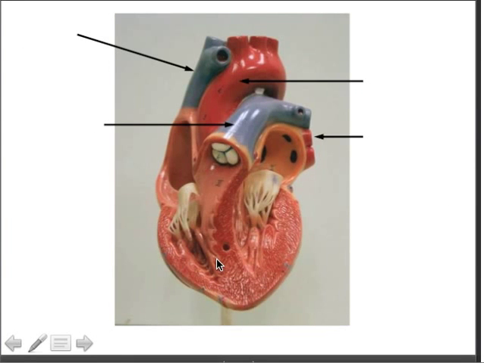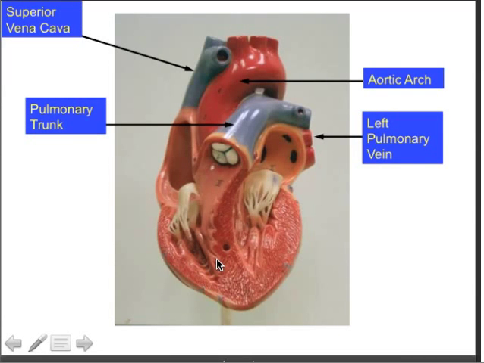Identify the following structures. They are as follows. Superior vena cava, you can see here, pulmonary trunk, aortic arch, which is the gateway to the body for oxygenated blood, left pulmonary veins. The right pulmonary veins you can't see because they're behind the heart model. Here, they return oxygenated blood to the left atrium from the lungs.